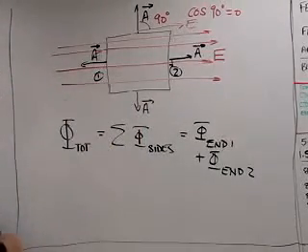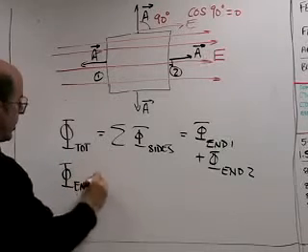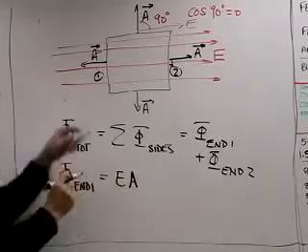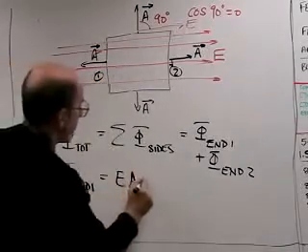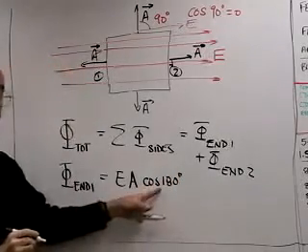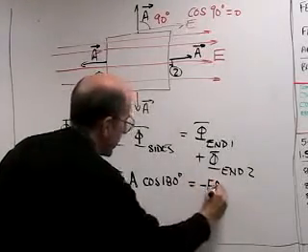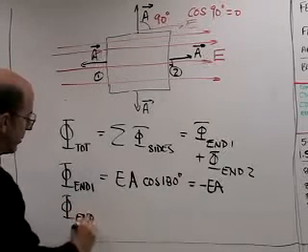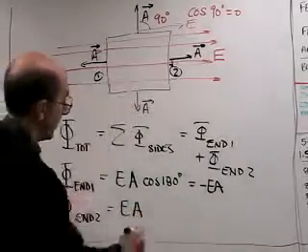All right. Well, the flux out of end 1 is just going to be equal to the electric field times the area. Let's see, the electric field is going that way, the area is going that way. So that's going to be the cosine of 180 degrees, which is minus 1. So this is going to be equal to minus E times A. The flux out of end 2 is going to be equal to E times A times the cosine of 0 degrees.